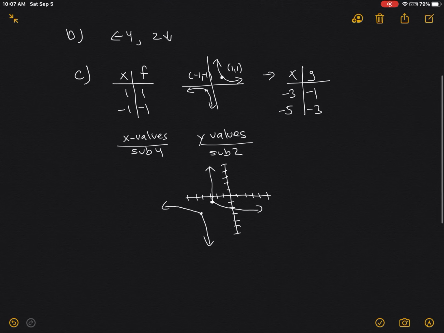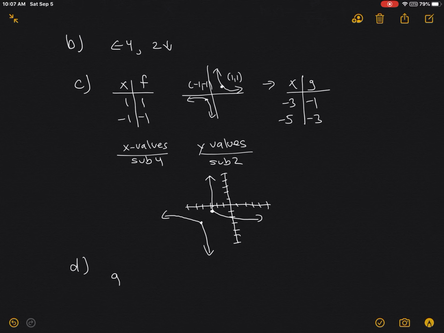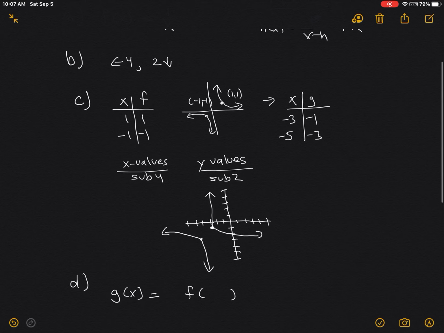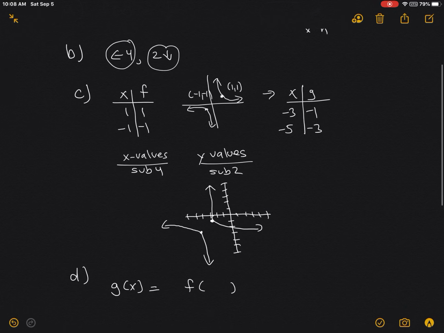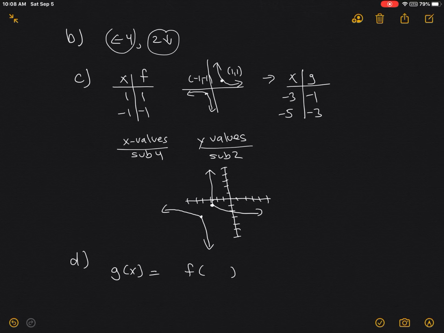All right, so moving on to part D, you're asked to use function notation to write g in terms of f. Remember, all I'm doing right now is shifting the original graph of f of x 4 units to the left and 2 units down. For 4 units to the left, I have to write x plus 4, not minus 4. And to shift something 2 units down, all I do is write a k value right here, which is minus 2. And that's it.